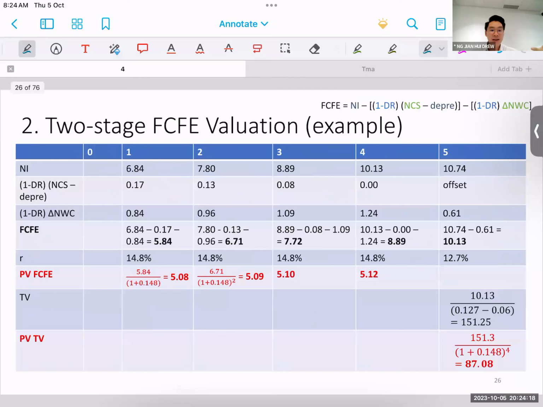Again, I repeat, just for explanation: we have all the components here, and we just plug them into your FCFE. We know the cost of equity at normal growth is, of course, lower because of lower risk. We do the PV of the cash flows, we do the terminal value, and we do the PV of the terminal value. And this terminal value is a growing perpetuity.